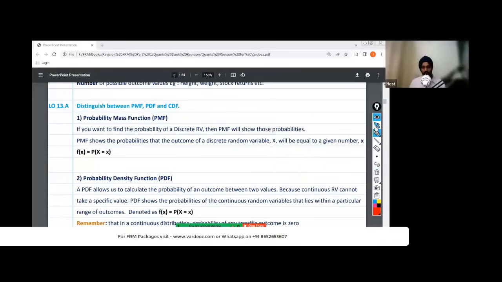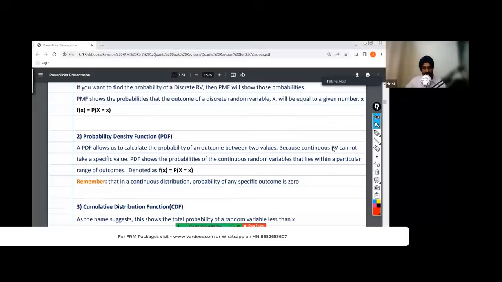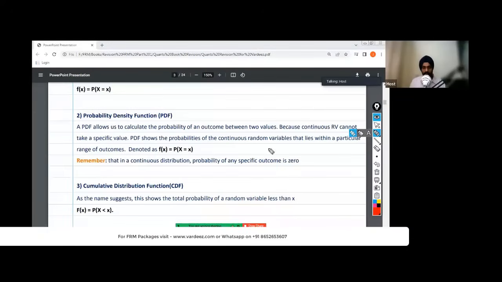Fair enough. What about probability density function? The PDF, probability density function, helps you to calculate the probability of an outcome between two values. So for discrete, we said there is this PMF. But what about a continuous random variable?